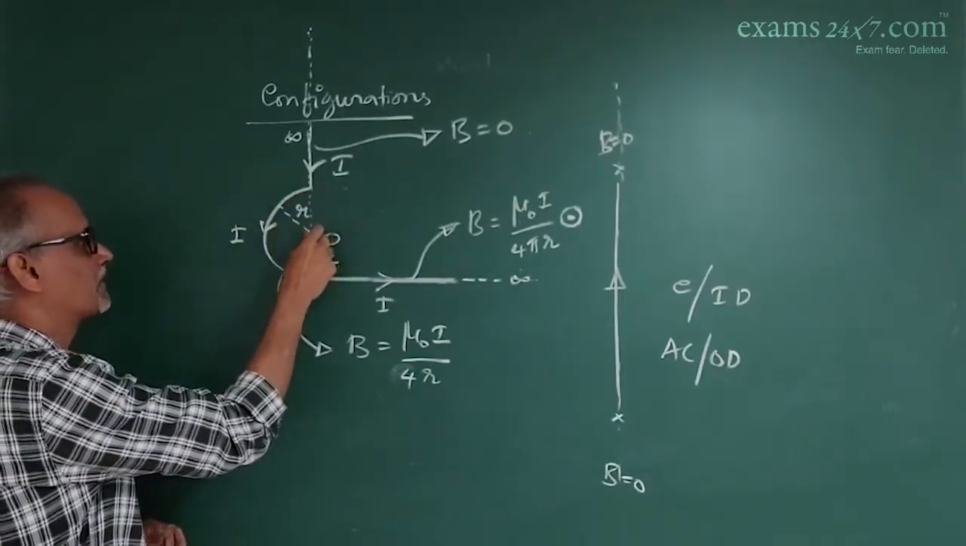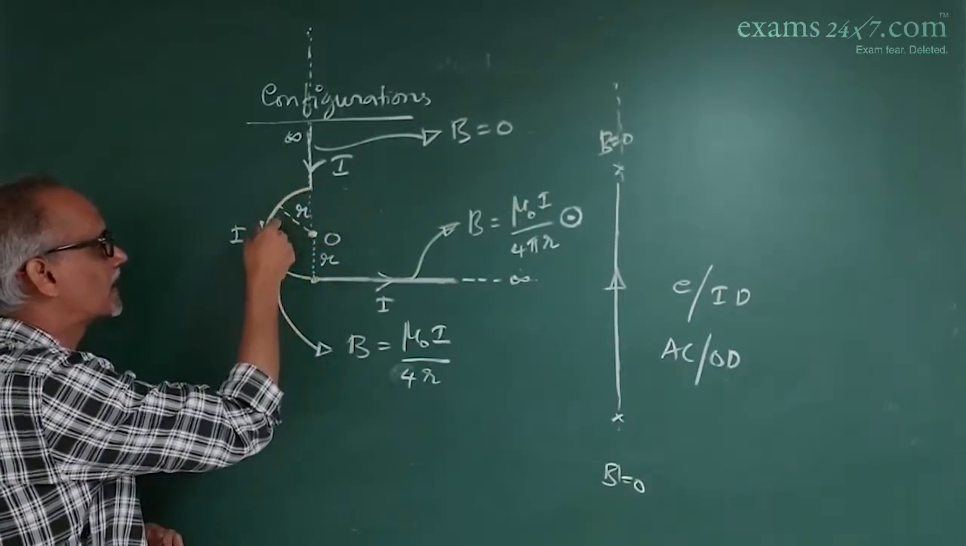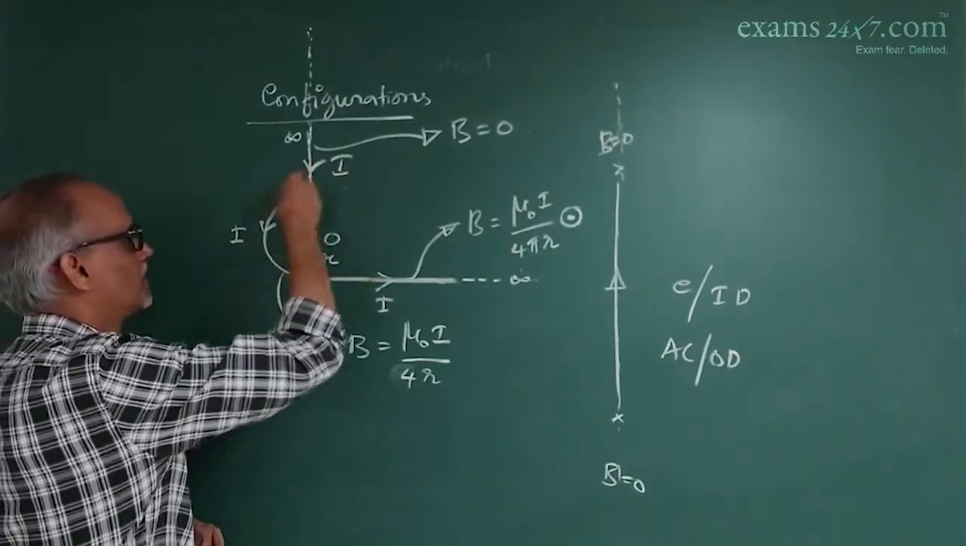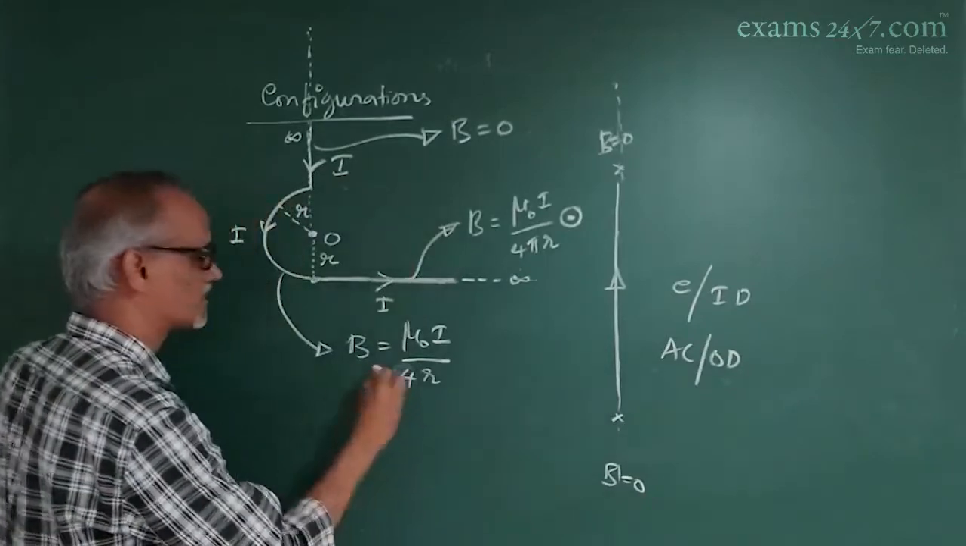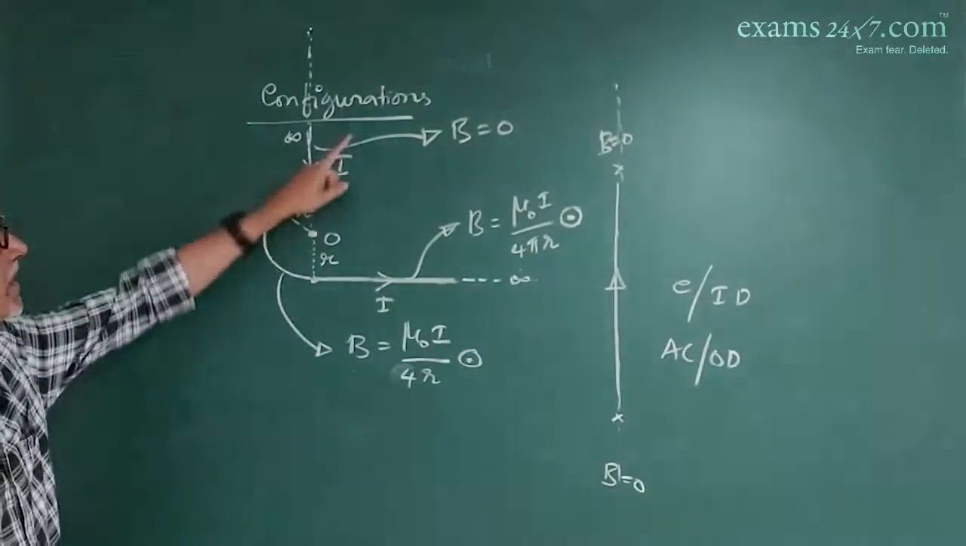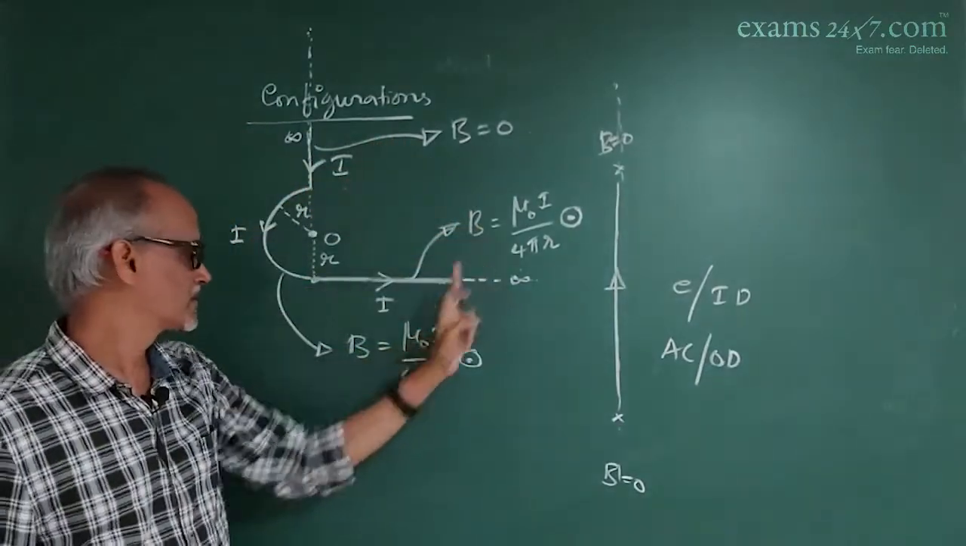Again, check the direction of the current with respect to this point. The current is flowing in the anti-clockwise direction. Can you see that? Anti-clockwise. If it is anti-clockwise, it's outward. So therefore, this magnetic field is also outward. So we have found three fields. One field is 0, other field is this, other field is this.